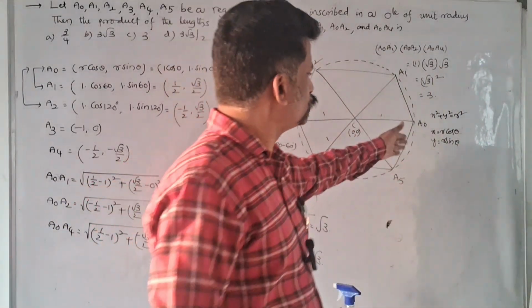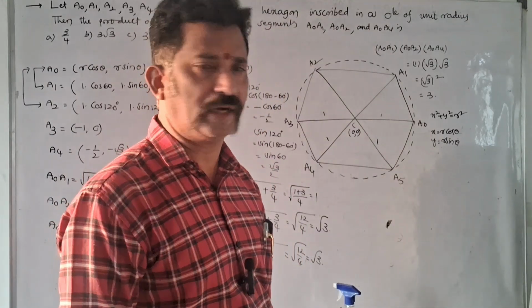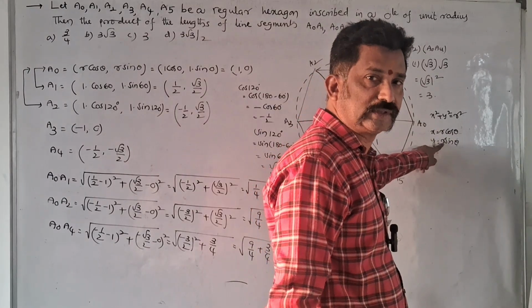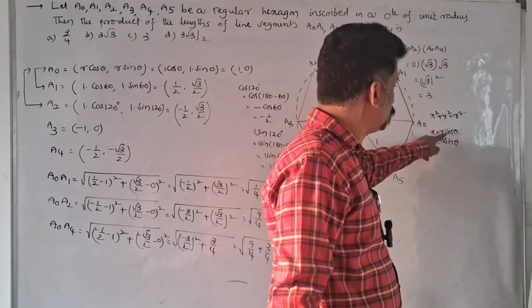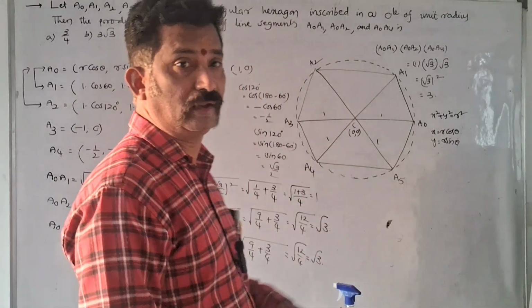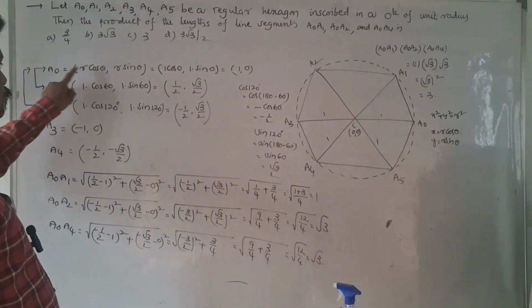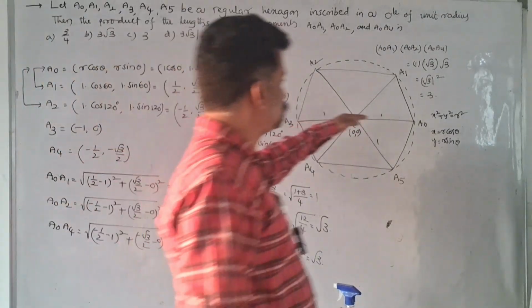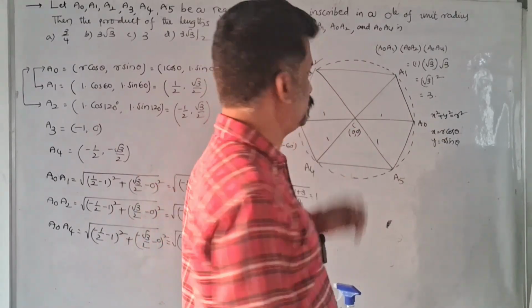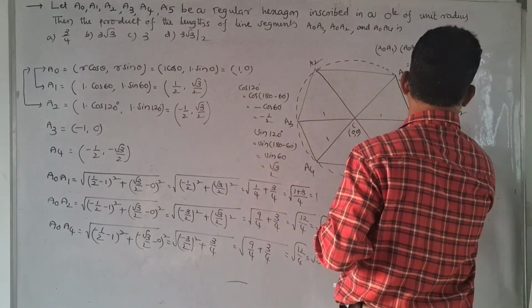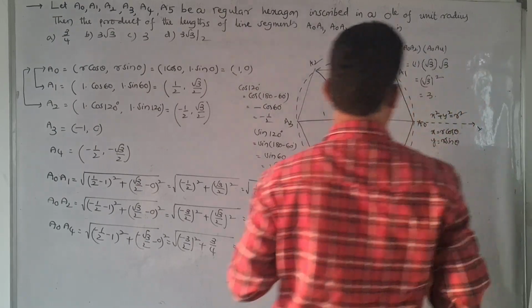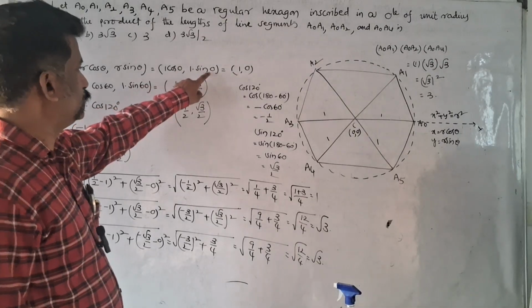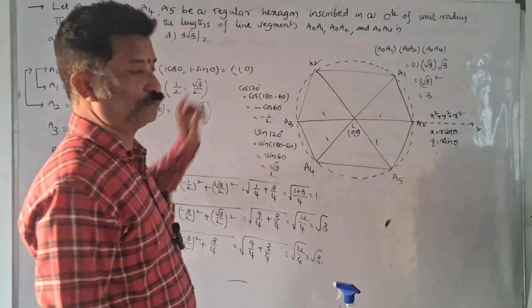Then substitute those two values in the circle equation. It is satisfied: r square cos square theta plus r square sin square theta, r square common, cos square theta plus sin square theta equal to 1. Let us take the point a0 equal to (r cos theta, r sin theta), with r equal to 1 and theta equal to 0. This one is the x-axis. Cos 0 is equal to 1, sin 0 is 0.